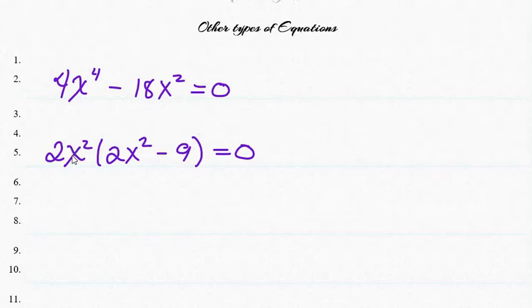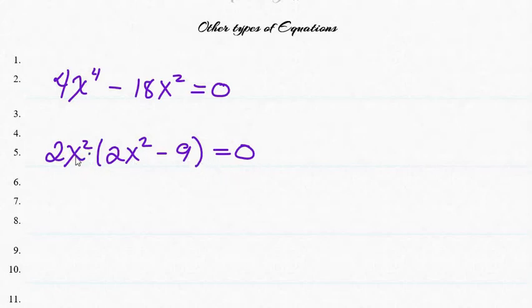You can check this now by just multiplying this back inside. 2 times 2 is 4. x squared times x squared is x to the fourth. 2 times 9 is 18. x squared times 9 is x squared. Okay.